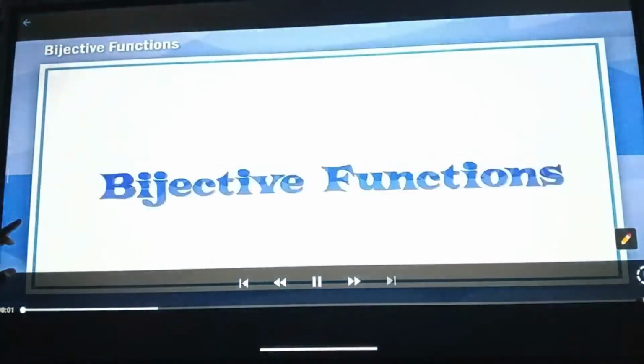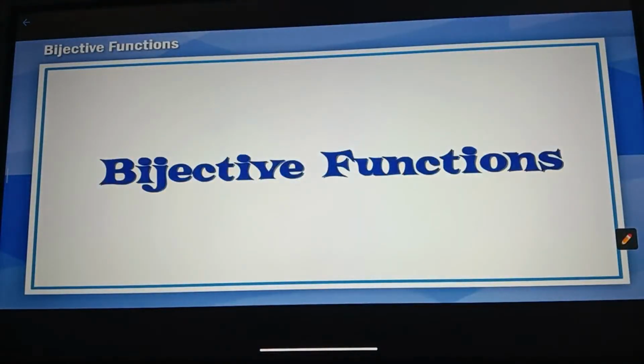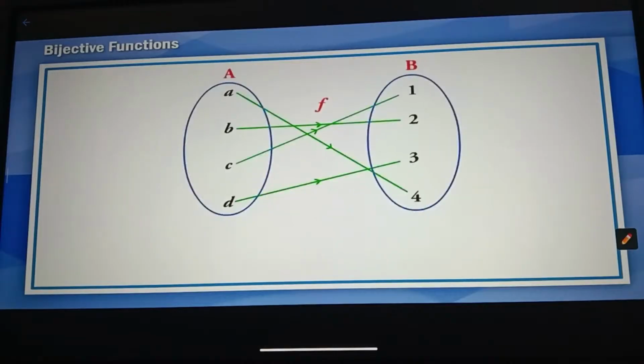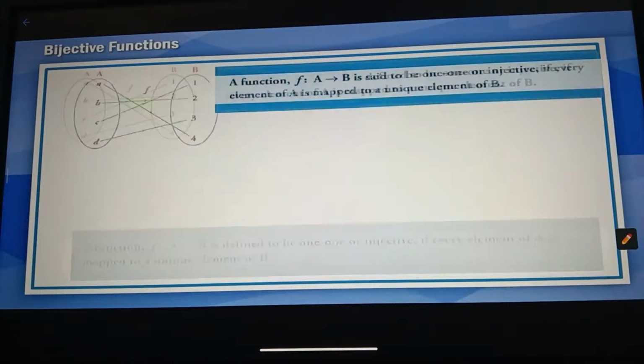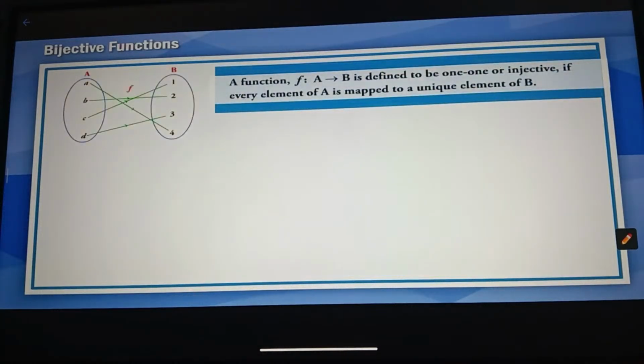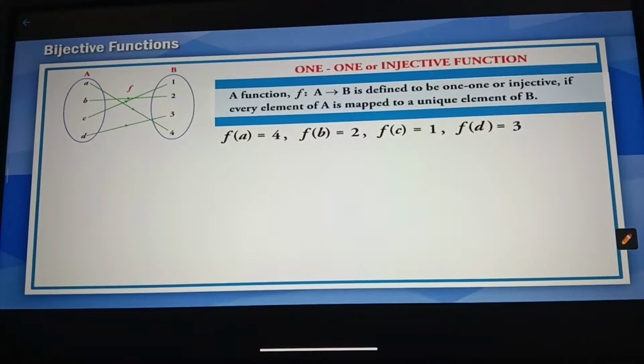In this module, you will learn about bijective functions. You have learned that a function f from A to B is said to be 1-1, or injective, if every element of A is mapped to a unique element of B. That is, no two elements of A are mapped to the same element of B. Here, function f satisfies this condition. So we can say f is 1-1.